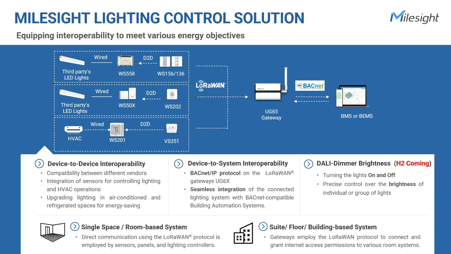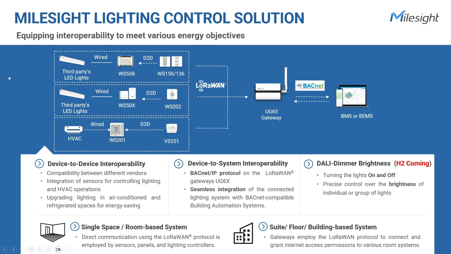To broaden our understanding, let's dive deeper into the 3 topics. The first is device-to-device interoperability. It refers to the compatibility between individual components or devices that are not part of the same system. For example, occupancy data from a sensor can be used to control both lighting and HVAC operations. Upgrading lighting in air-conditioned and refrigerated spaces provides 2 types of savings: a direct reduction in lighting power and a decrease in the heat load on cooling equipment.